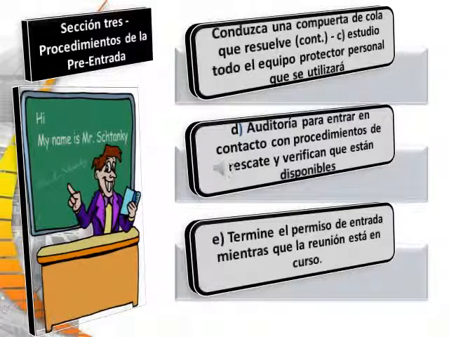When conducting the tailboard meeting, review all the personal protection equipment about to be used, review the procedures for contacting rescue personnel, and verify that they are available. Complete the entry permit while the meeting is ongoing.